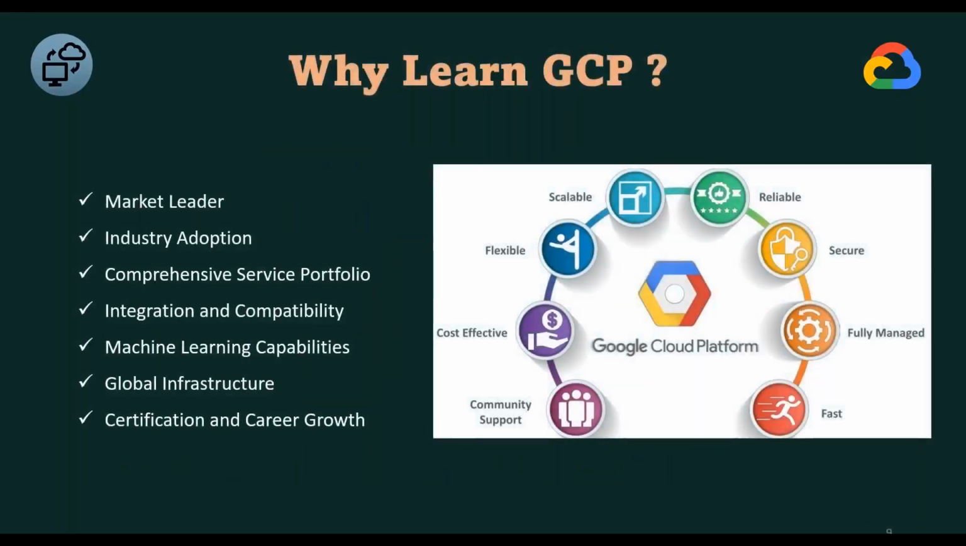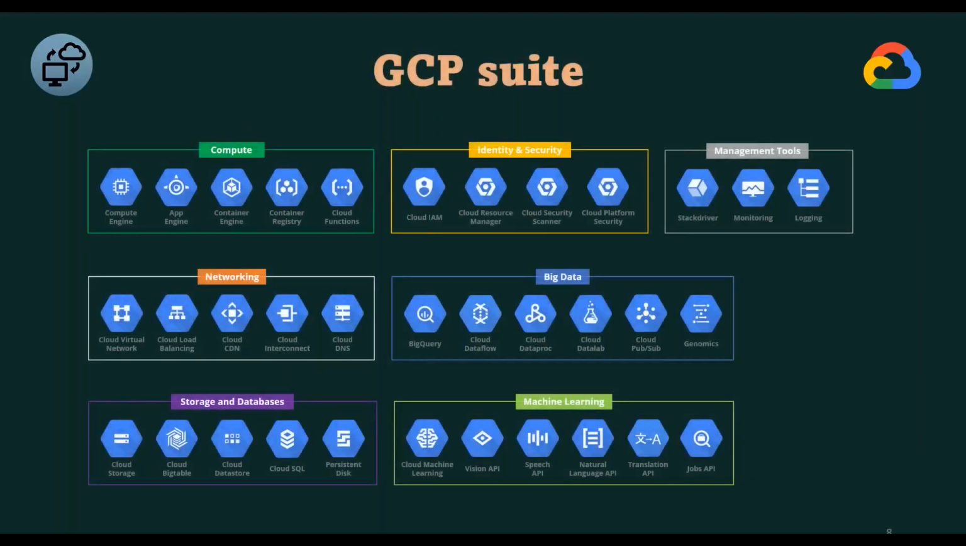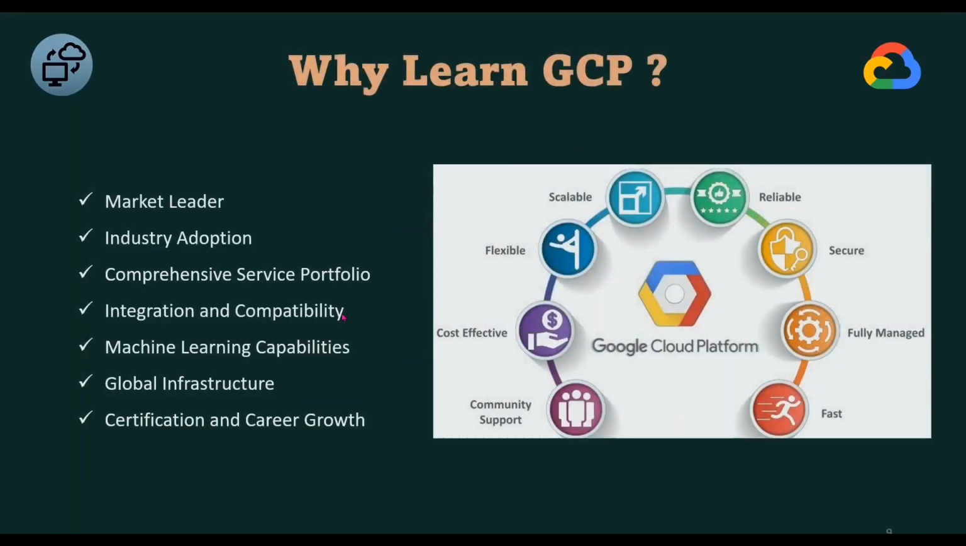And why do we learn GCP? As I told you yesterday also, it is a market leader. Industries are preferring GCP because of its cost effectiveness, flexibility, scalability, and all of these things. It has a comprehensive service portfolio, which we have just seen. This is a comprehensive service portfolio, guys. And service integration and compatibility, machine learning capabilities are also being provided.